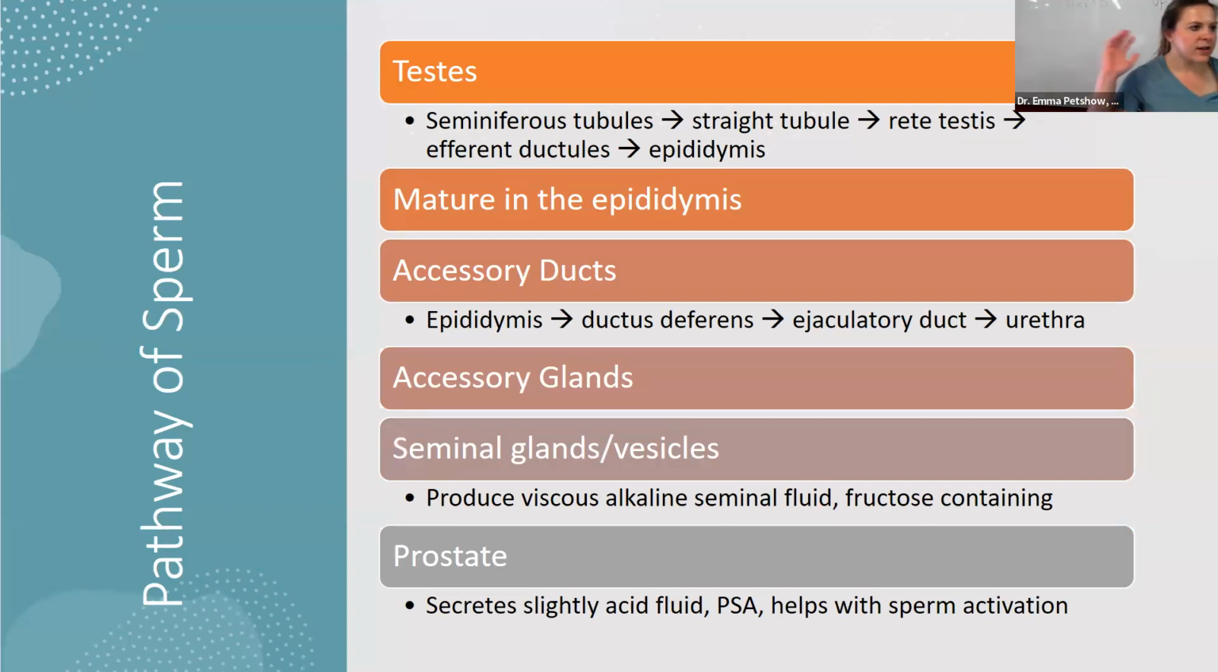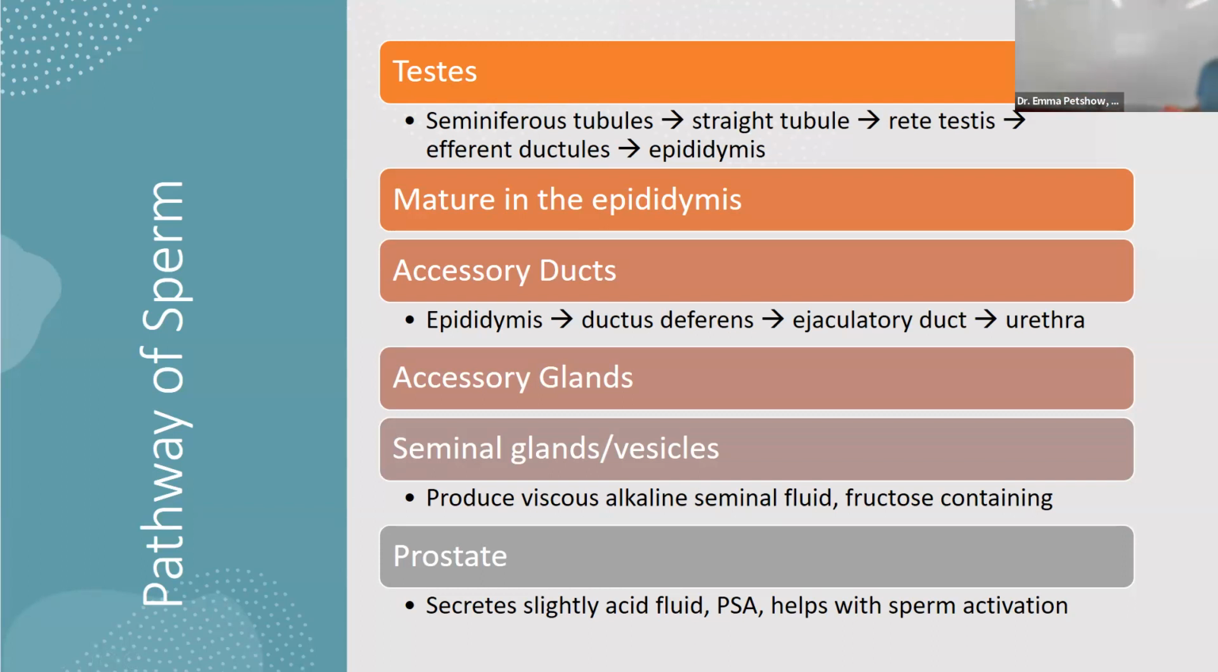The pathway of sperm. We are going to talk about spermatogenesis, so I do want to talk about the pathway of sperm. Seminiferous tubules in the testes is where sperm is going to start. This is where creation of sperm occurs first. It's going to flow through the straight tubule, the rete testis, the efferent ductules, and the epididymis. Once we're at the epididymis, it's another pause phase. That's where sperm mature. After the epididymis, it's going to move through the accessory ducts into the ductus deferens, ejaculatory duct, urethra. Accessory glands like seminal glands and prostate help create the fluid for sperm to live and to move through during ejaculation.